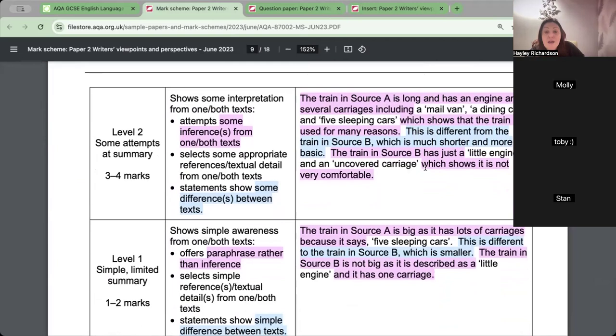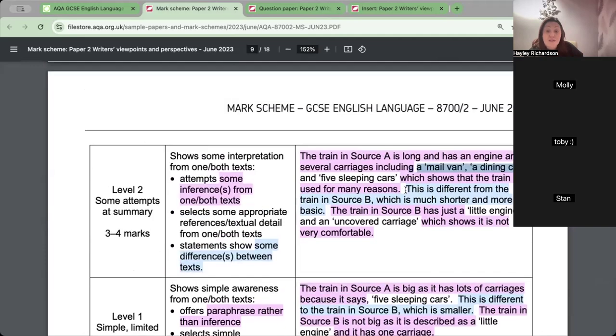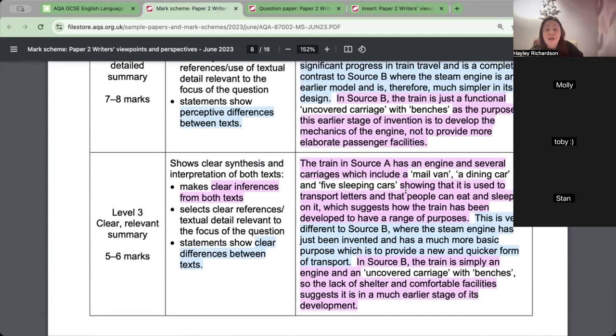They have said they've compared the size of the two things, which is done here, but here there's a little bit more explanation. And it's also given a bit more detail about what was actually on the train. And showing that it was used for many reasons. So that's, yeah, but it doesn't really give us any more information than that, really. It's still only really just telling us what we already know.